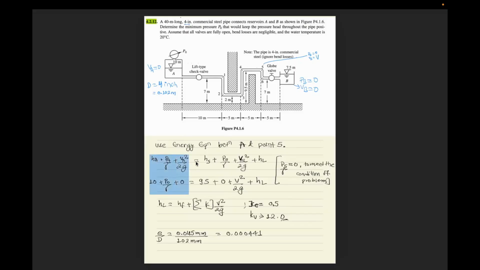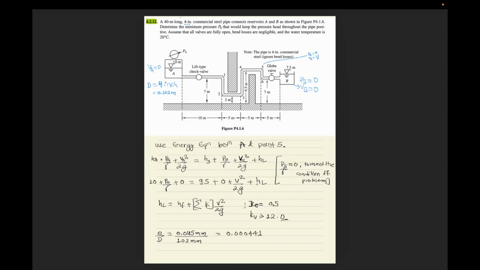So here we don't know the pressure P naught, so HA will be 10. This needs to be found. Pressure head needs to be found. Velocity head will be 0. H5 is equal to 9.5, and pressure head we consider as 0 to meet the condition of the problem. And for velocity at 5, let it be b, only b.